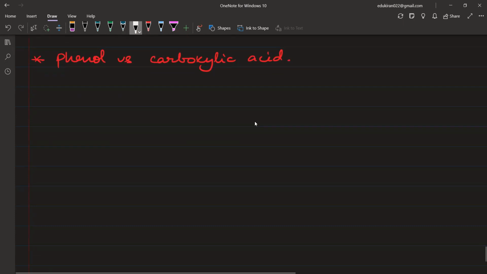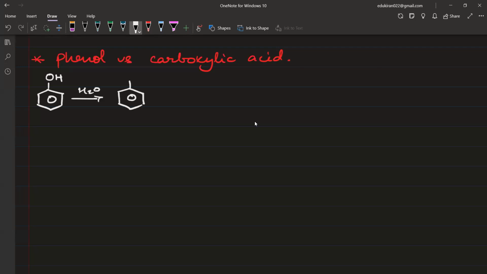See, if you have phenol in the presence of water, it will give you phenoxide ion, O negative plus H3O plus. Similarly, if you have carboxylic acid, RCOOH, it will give you RCOO negative plus H plus. Now, in both of these, in phenol and carboxylic acid, the factor which defines the acidic nature is the resonance.